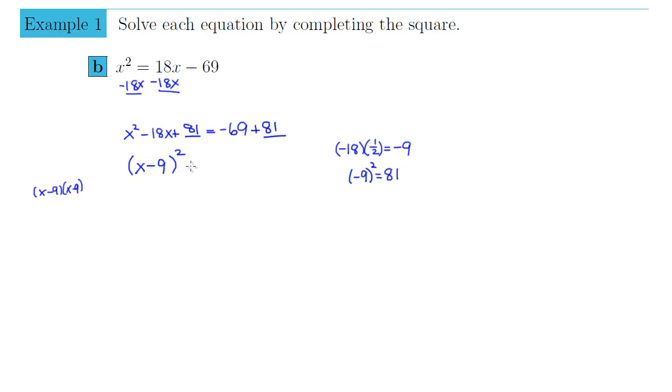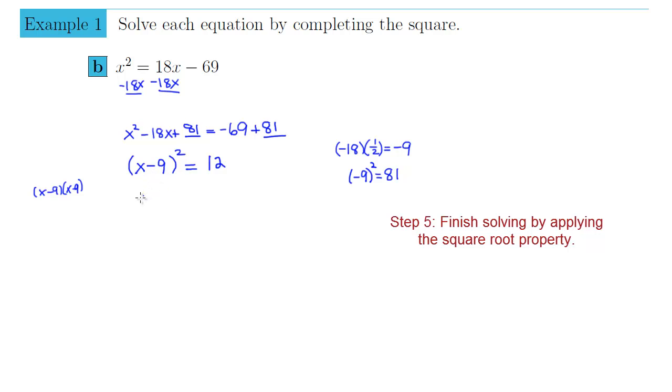Cool, so we've factored now the left side. Let's simplify the right side. 81 minus 69 is simply 12. So we have x minus 9 quantity squared equals 12. Now we have quantity squared equals some positive number, and we finish by using the square root property. That is, we take the object inside the square, which is x minus 9, and that has to be plus or minus the square root of 12.